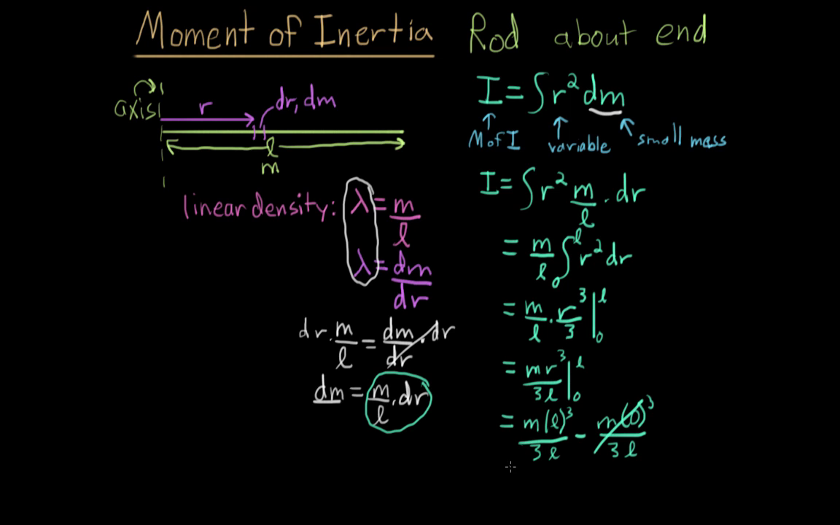And so when we reduce this, because I have L to the third divided by L, I'm dividing one variable by another. I subtract the exponent, so I end up with m L squared divided by 3, or just 1/3 m L squared. And that is our moment of inertia of a long, thin rod about its axis.